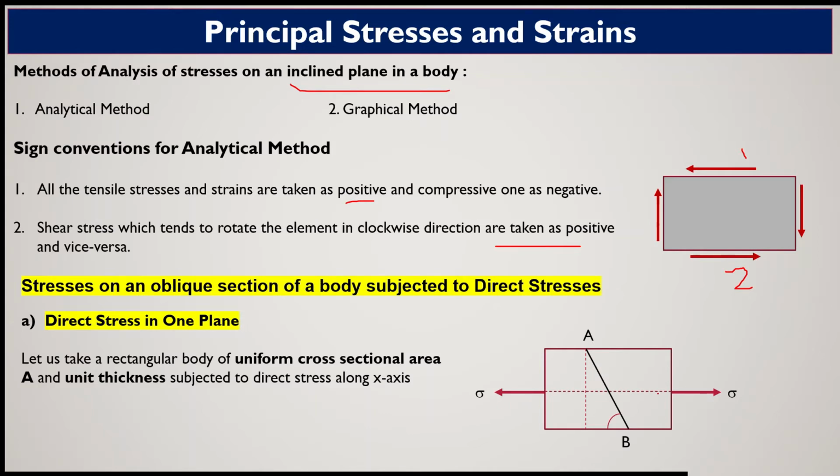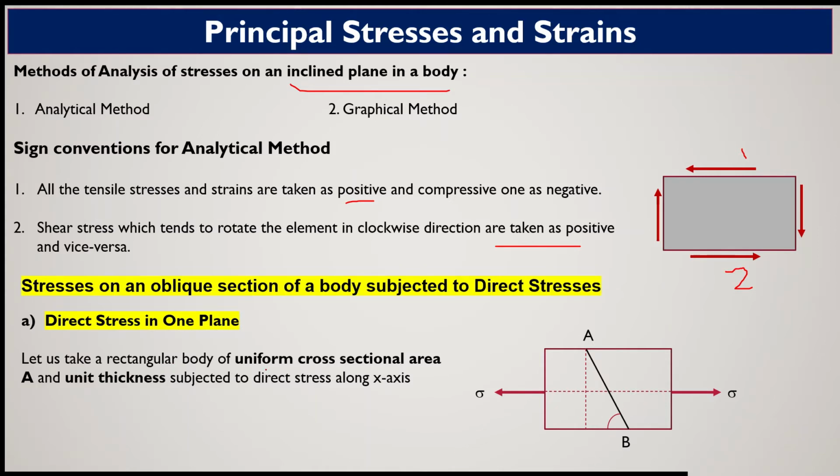That means sigma is acting as a direct stress. This direct stress is acting along the x direction, and the plane on which we have to find the effect of this direct stress has an angle of inclination, theta, with the direction of the line of action of the stress.